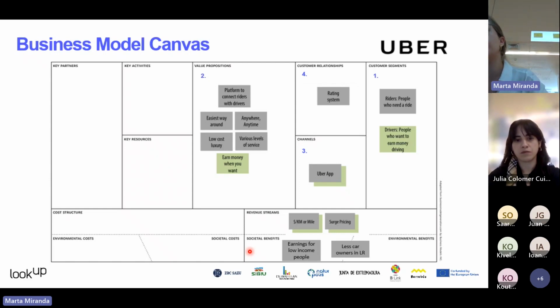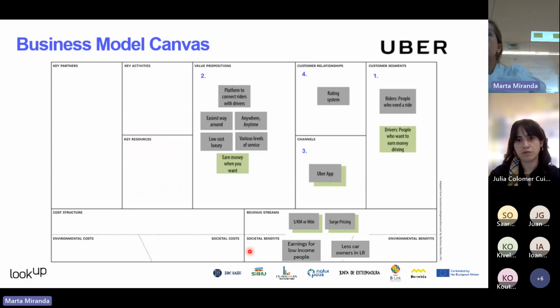And also it is beneficial for the environment, since in the long term people are going to own fewer cars, because we are going to share the same car, one car between many riders.